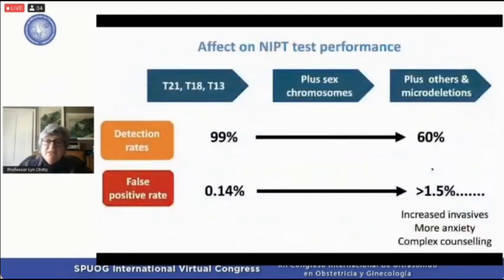Entonces, ¿cuál es el efecto en el desempeño de la prueba de NIPT, considerando todos estos otros aspectos? Si comenzamos con las tres trisomías principales, la tasa de detección es más o menos 99% y la tasa de falsos positivos es relativamente baja. Pero conforme añadimos las anormalidades de cromosomas sexuales y otros aspectos como las microdeleciones, duplicaciones y las trisomías autosómicas raras, la tasa de detección disminuye, la tasa de falsos positivos aumenta, hacemos más pruebas invasivas, creamos más ansiedad y necesitamos consejería más compleja. Entonces, básicamente hablando, en este momento la NIPT es buena para algunos, pero no para otros.